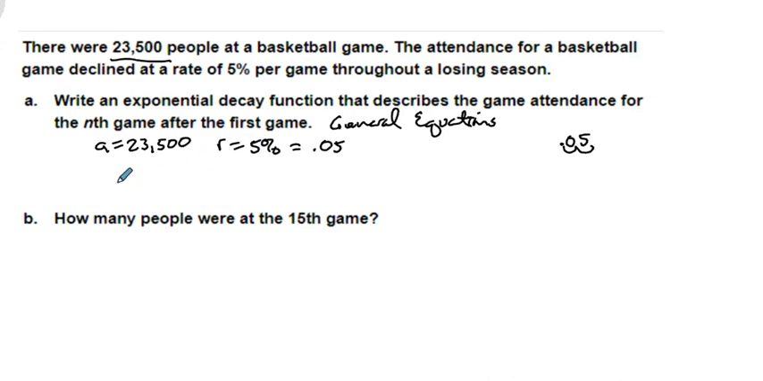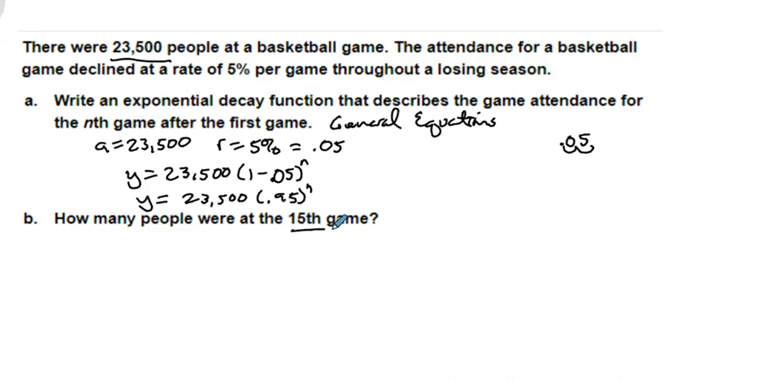Okay, so my equation will be y equals 23,500 times 1 minus 0.05 to the, and they're using n, so we're going to use an n right there. So let's simplify that. Let's see if I actually do this right this time. So that would be 0.95 to the n, right? And that would be equal to y.